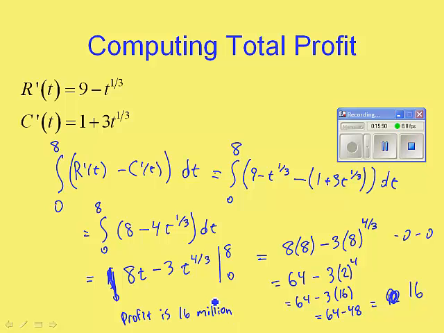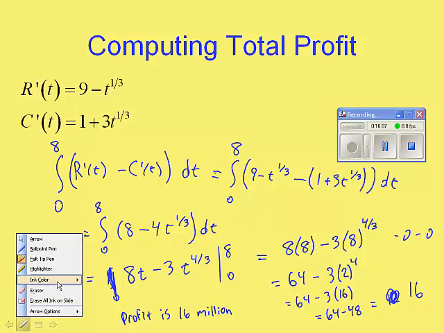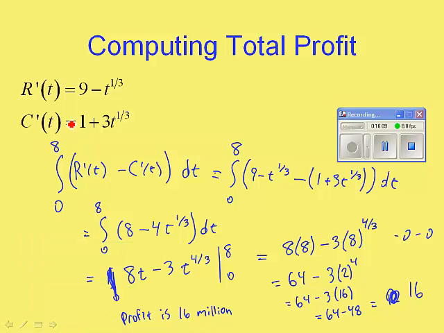Now, that's almost right. There's one major flaw with doing this, and the book doesn't mention this. I said the profit's $16 million. That's not quite right, because think about it if you did it the way Mike suggested, which might be an advantage to it. If you just integrated these guys separately, right?